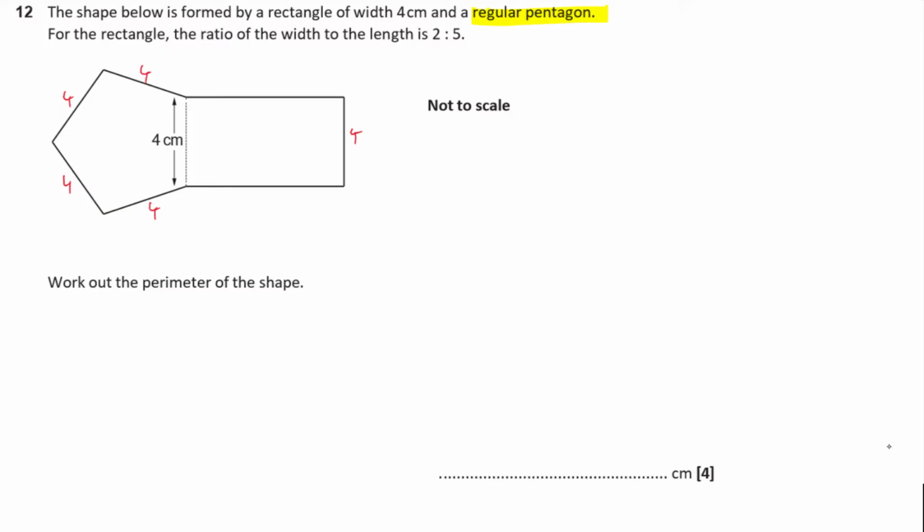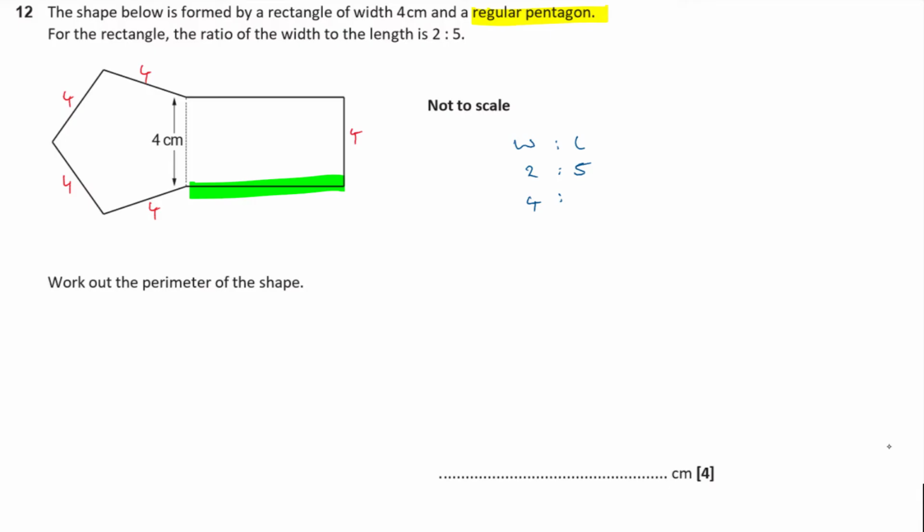All we've got to do really now is work out this length here, isn't it? Now I know that the ratio of the width to the length is 2 to 5. So I just need to make this one 4 then, which matches with its actual length, and then I'll know the length of the other side.